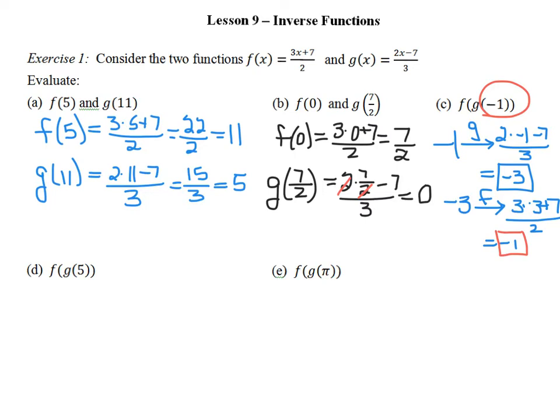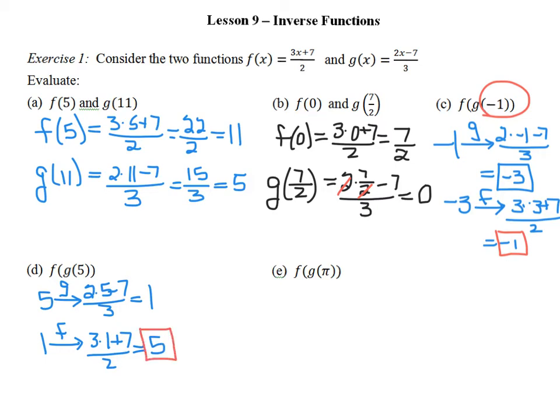Take a look at what happens in example D when I'm starting with an input of 5. I'm again going to substitute 5 into the g function first of all. And when I do that, I've got (2 times 5 minus 7) divided by 3. 2 times 5 is 10. 10 minus 7 is 3. 3 divided by 3 gives me a 1. Now take that 1 and substitute it into the f function. So we've got (3 times 1 plus 7) divided by 2. That's giving me 10 divided by 2, which is 5.